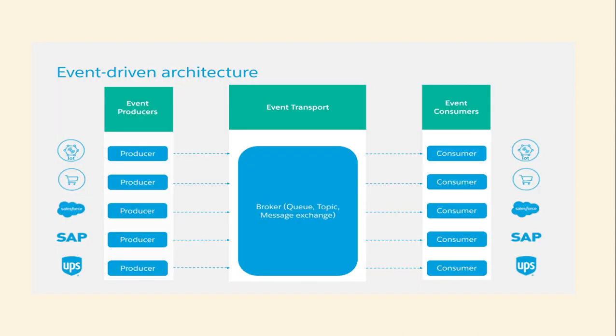In this diagram, you can see we have producers such as IoT events, an e-commerce application, some CRM tool, or SAP or ERP, and we have multiple consumers as well, which can be REST API, IoT, Salesforce, SAP, or any other consumer we can have. One consumer can listen to more than one producer as well. And in the middle, at the transport layer, we'll have the broker, which can be a queue or topic or message exchange, etc.